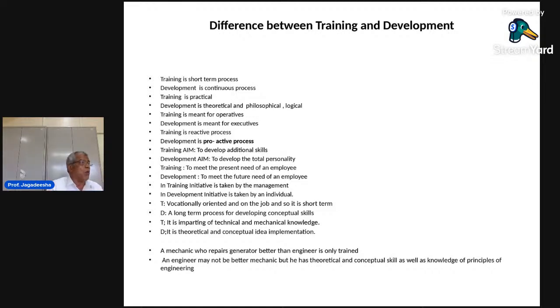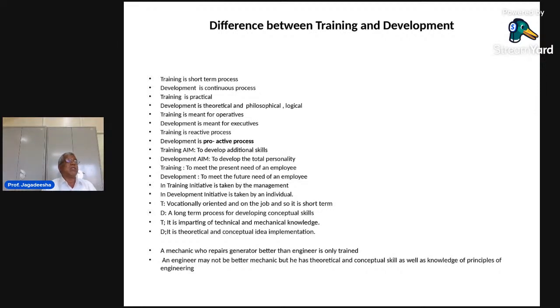The training is only for the people who work on the operational nature, correct? Whereas development is for executives. Executive in the sense of managerial professionals; such people should undergo this kind of process.